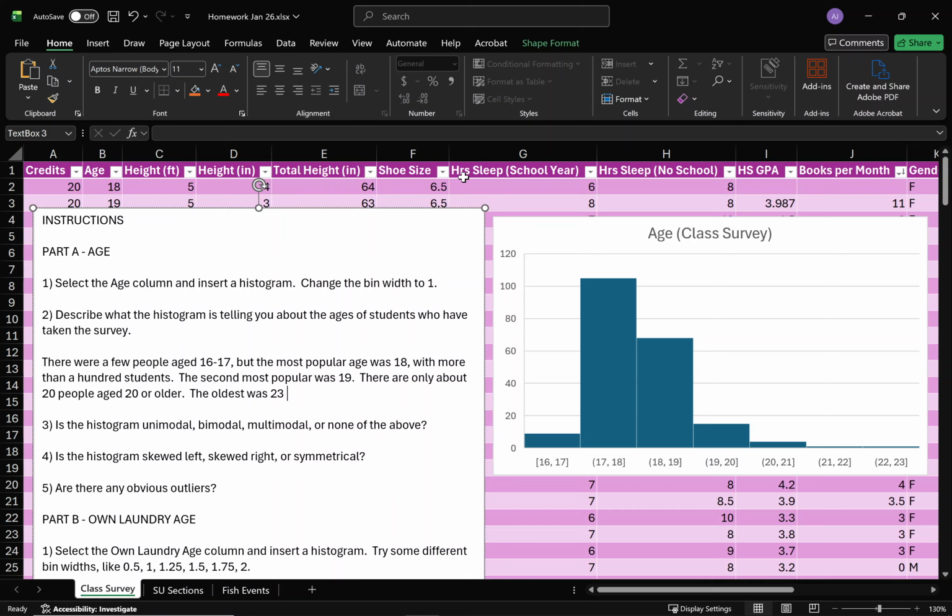Okay, that's a kind of a long summary. I mean, yours doesn't have to be this long, but that's everything I see pretty much.